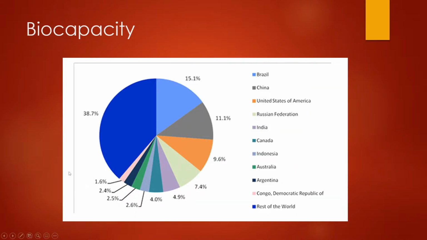So here's that biocapacity that I was talking about throughout for the entire world. You can see here that the top 10 contributors were Brazil, China, the USA, Russia, India, Canada, ourselves, Indonesia, Australia, Argentina, and Congo. The rest of the world makes up this big blue section. So as you can see, just these top 10 right here contribute a very large percentage of our biocapacity for the world.